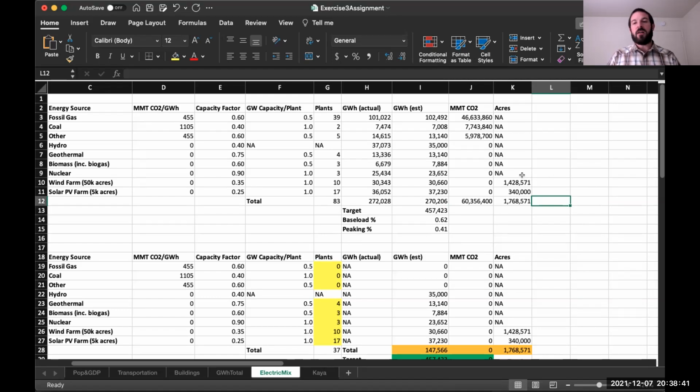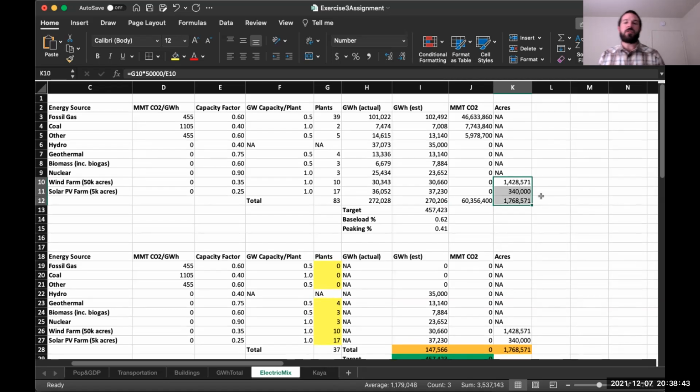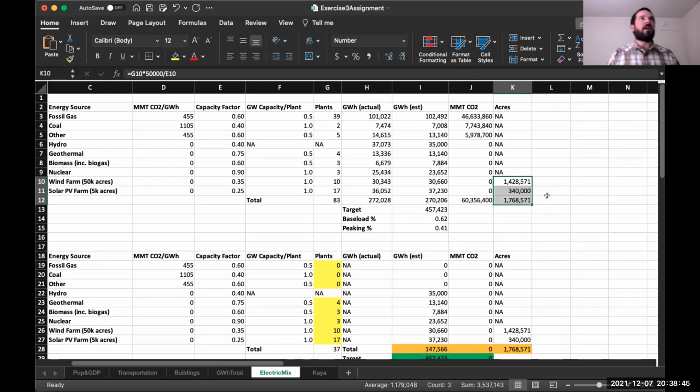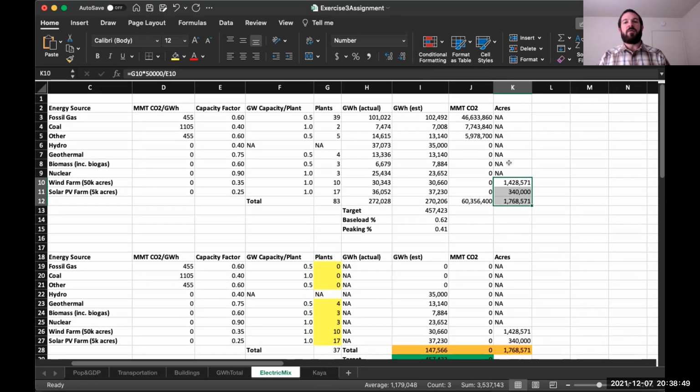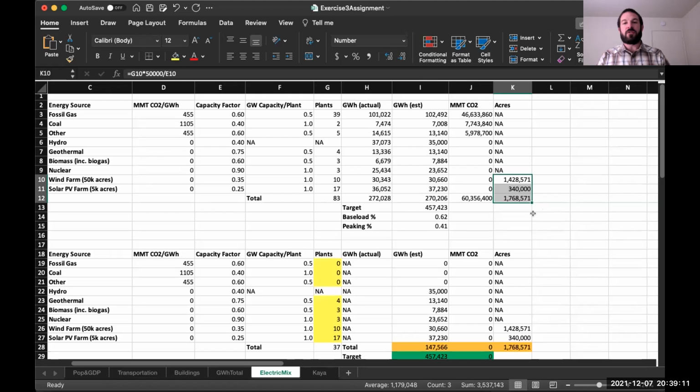So then we have this acres category, and this is just sort of an interesting constraint, right? In the description of the exercise, I say you can't go above 3.5 million acres, okay? Let's just say that we're not going to do solar and wind at a scale larger than like 3 Sonoma counties, okay? We can blanket 3 Sonoma counties with wind and solar installations, right? But we're not going to go much bigger than that. That's the max, okay?